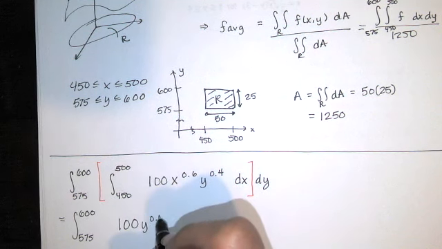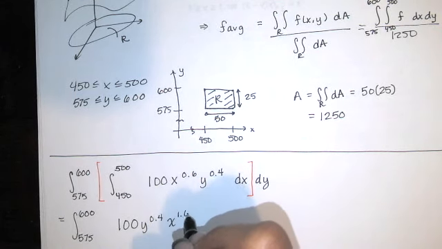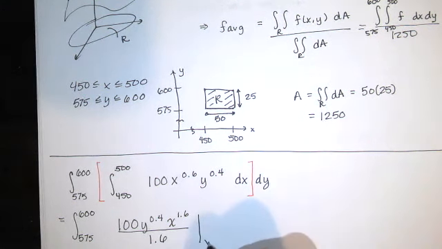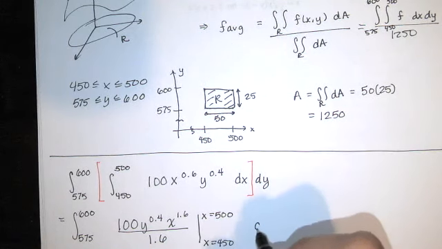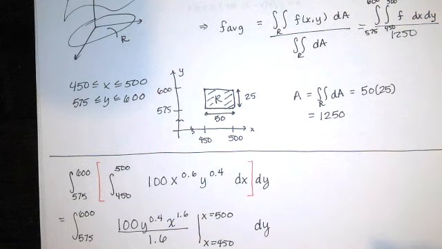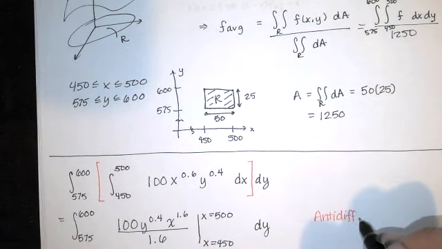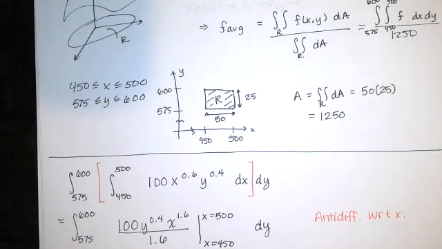So we'll write that down. And then with our x's, we'll add 1 to the exponent and then divide by the new exponent. And then we'll evaluate from x equals 450 to x equals 500. Very easy. Just anti-differentiate with respect to x. And then substitute in the bounds and subtract.